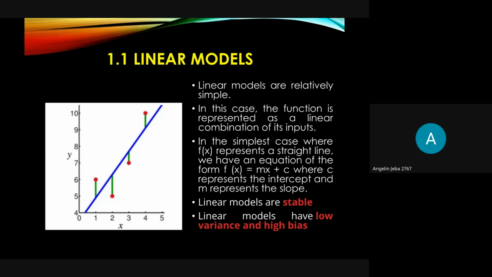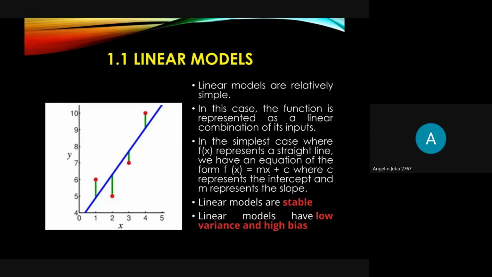Okay. So they are relatively simple. In this case, the function is represented as a linear combination of inputs. So what we do is we draw f of x, that is the distance. Okay. So the formula for representing the linear line is f of x is equal to mx plus c. So here c represents the intercept and m represents the slope.